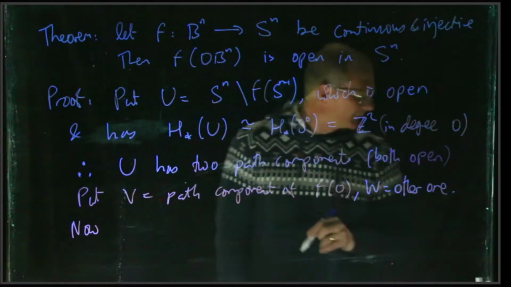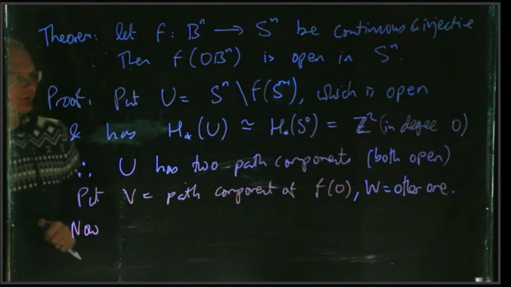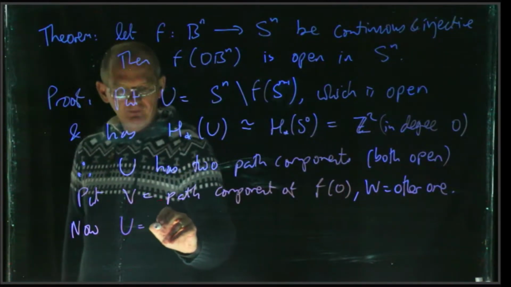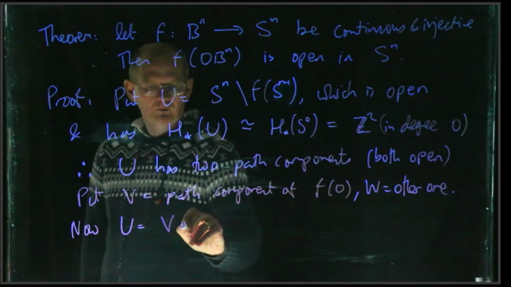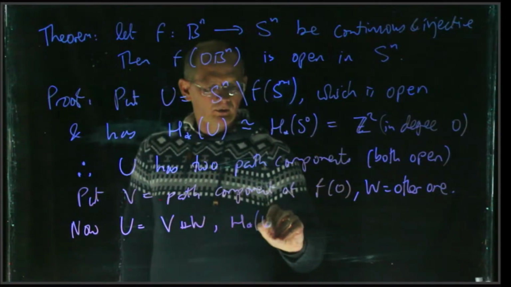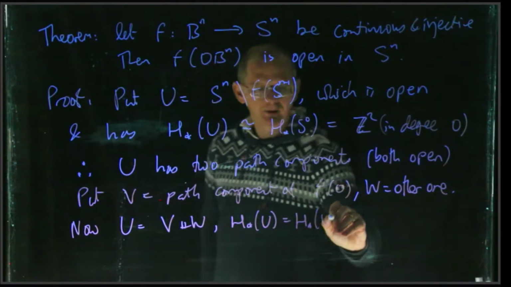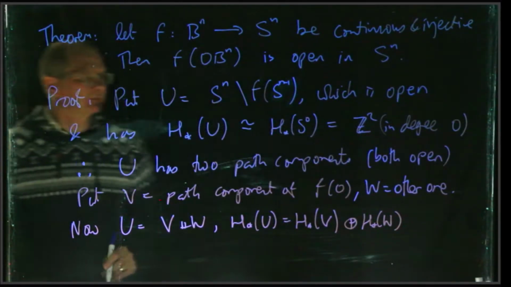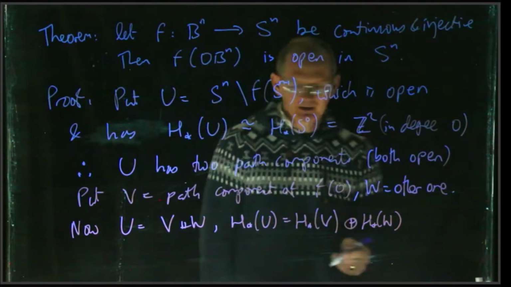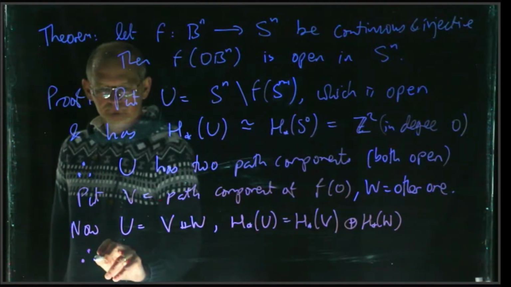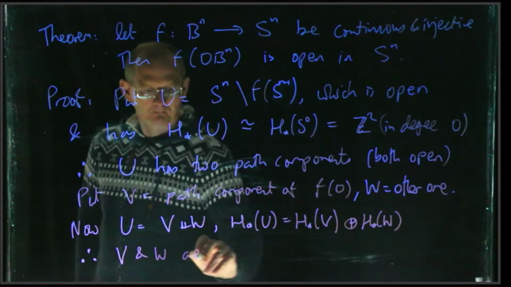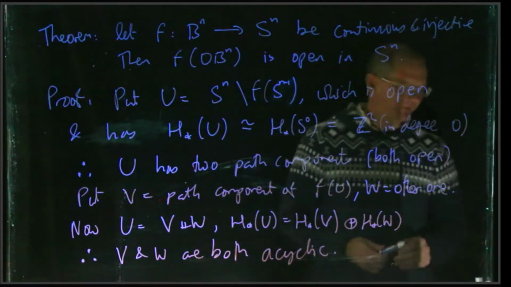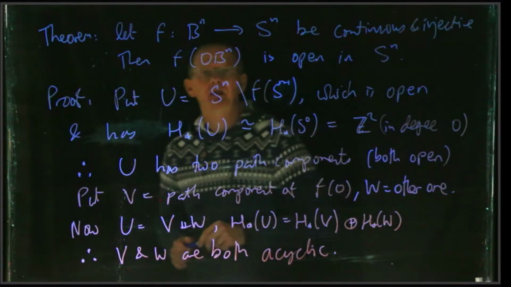Remember, path components in an open subset of the sphere are themselves open. So these are both open sets. And so U is the disjoint union, which means the homology of U is the homology of V direct sum the homology of W. Homology of U doesn't have anything in positive degrees, so the homology of V and W don't either. So that tells us that these open sets V and W are both acyclic.